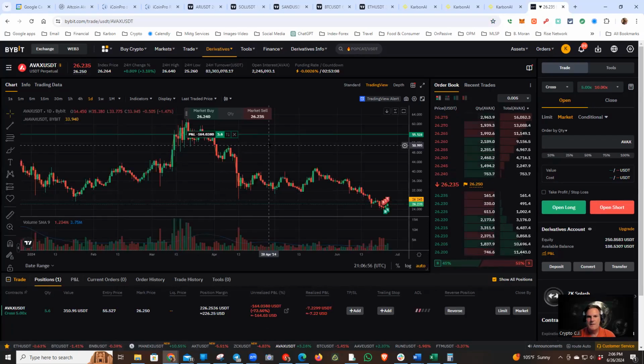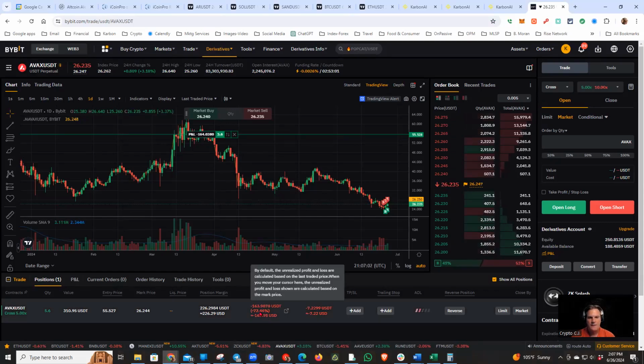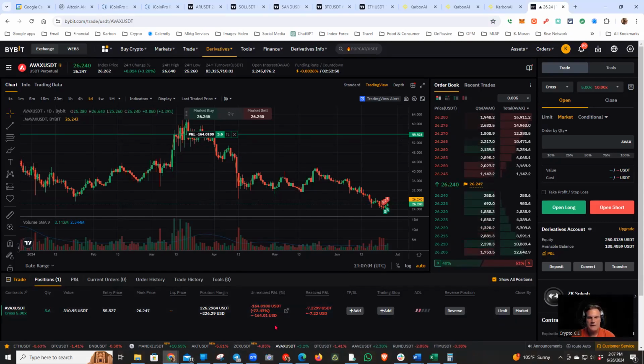So this is my AVAX trade. I've been in it for a couple months, obviously not going my way. I'm down about $160. And it's a small account, something I've been testing. So how do I improve this position if I want to add to it, manually? I've got some funds in available balance, so I can use those to improve my position. Let's go ahead and go through that process.